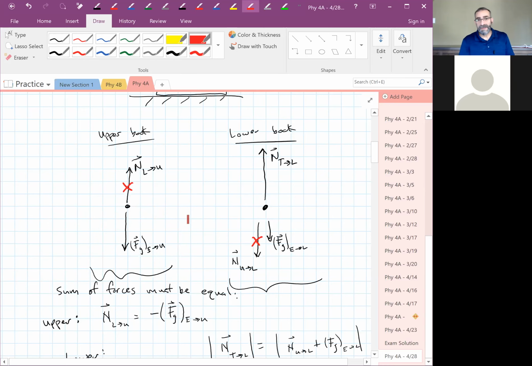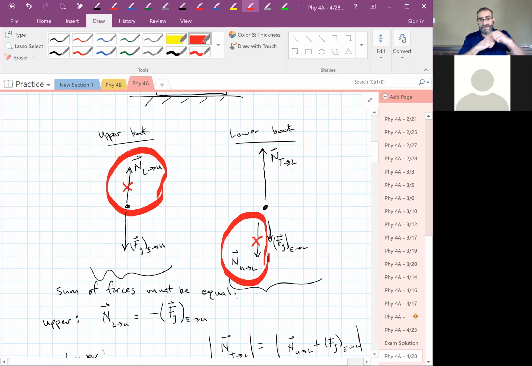But we do have a free body diagram for the lower book. So there's a force right here, the lower book pushing on the upper book and the upper book pushing on the lower book. That is from a single interaction. Those 2 books are pushing on each other. The lower book pushing up on the upper book, and the upper book pushing down on the lower book, equal in magnitude, opposite in direction.